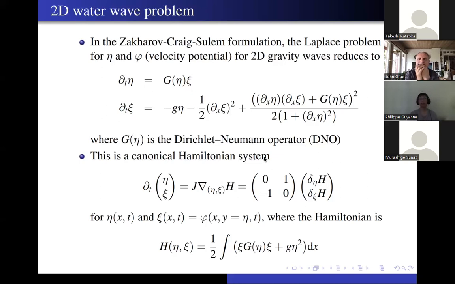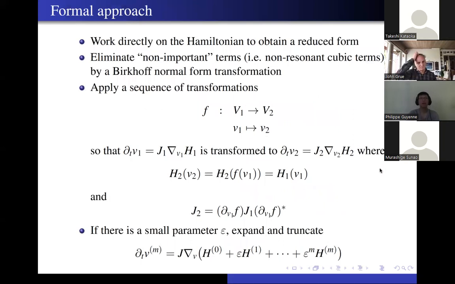And so you can take this, if you like, as some sort of motivation for this work. The basic formulation itself has a Hamiltonian structure. So it would be natural to seek an approximation that also has this property. All right, so the basic idea is to work directly on the Hamiltonian and stick with the Hamiltonian as far as you can. In particular, you would like to do all your simplifications, all your transformations directly on the Hamiltonian.